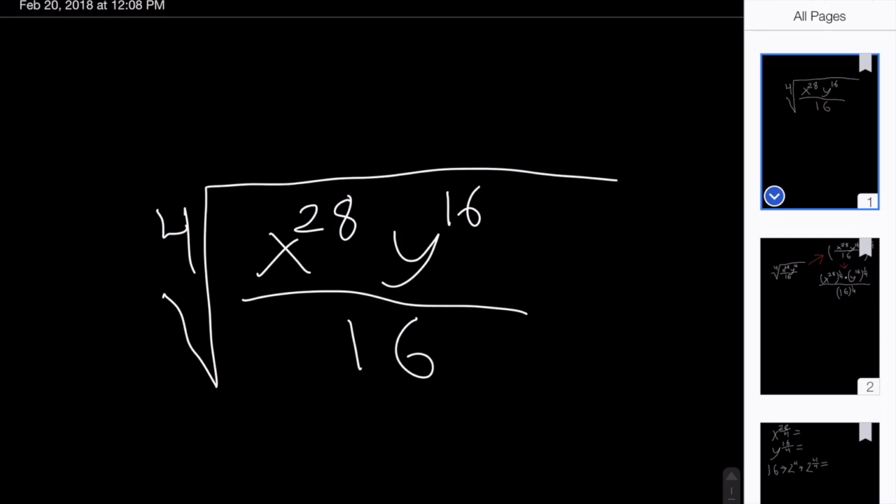Hello, and today in this lesson we will be learning how to simplify roots and rationalize denominators. Here, for this problem, we have the fourth root of x to the 28 times y to the 16, all over 16. This looks tricky at first, but we can play around with it, and in the next slide you'll see how it becomes easier.